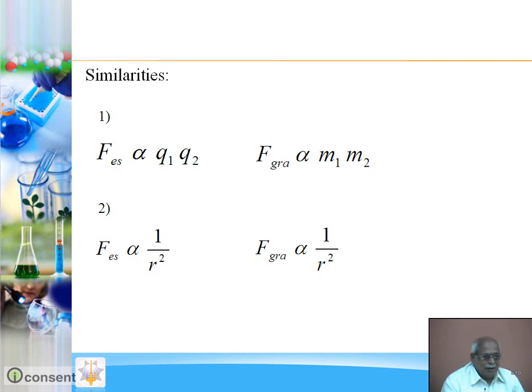So first similarity between Coulomb's law equation and Newton's law equation. Electrostatic force proportional to Q1, Q2. Gravitational force proportional to M1, M2. Now the second similarity. Each force is proportional to 1 upon r square. Inverse square law.